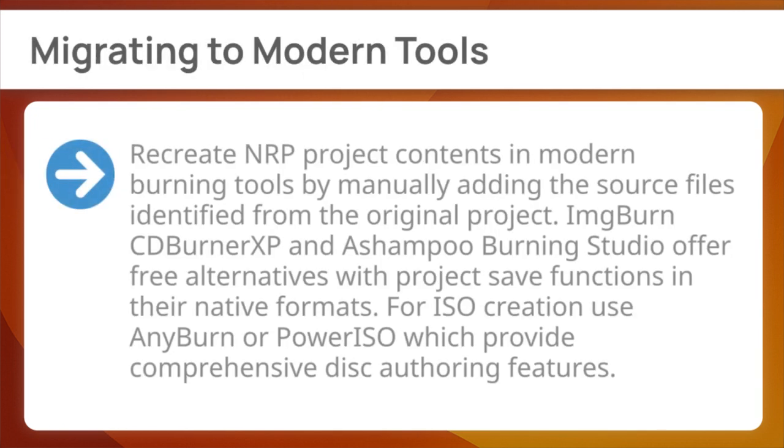Finally, migrating to modern tools. Recreate NRP project contents in modern burning tools by manually adding the source files identified from the original project. ImgBurn, CD Burner XP, and Ashampoo Burning Studio offer free alternatives with project save functions in their native formats. For ISO creation, use AnyBurn or PowerISO, which provide comprehensive disk authoring features.